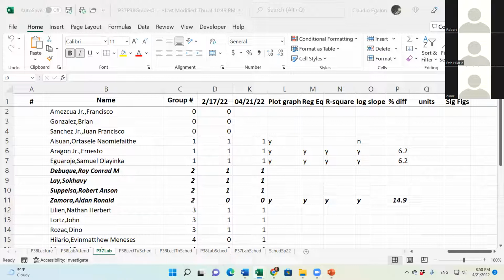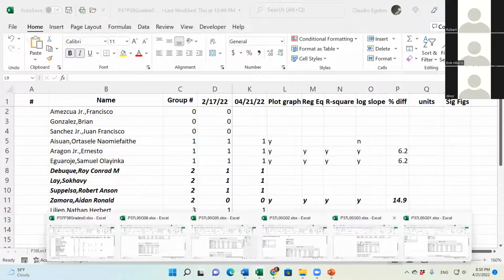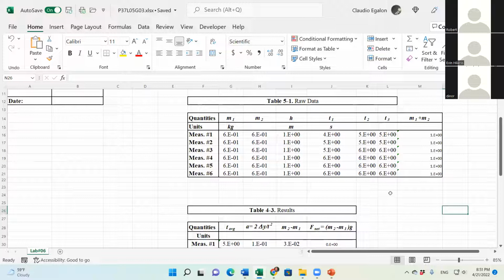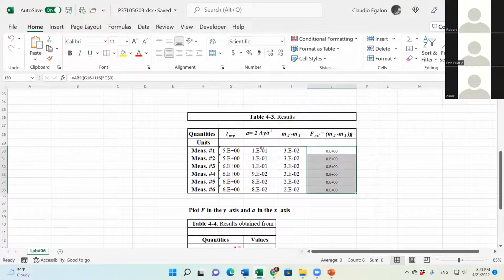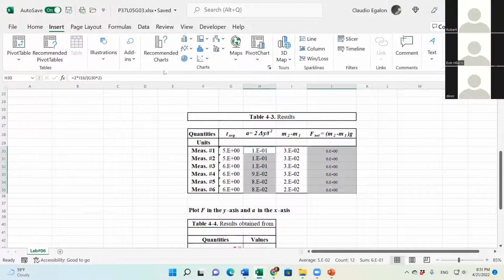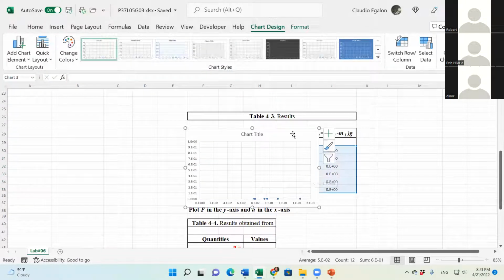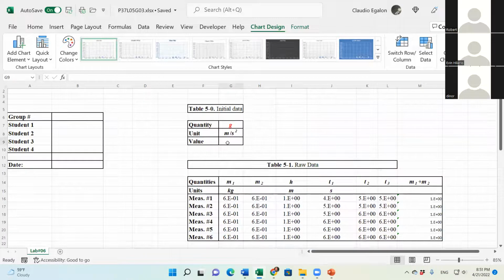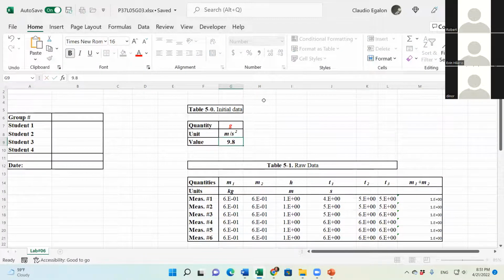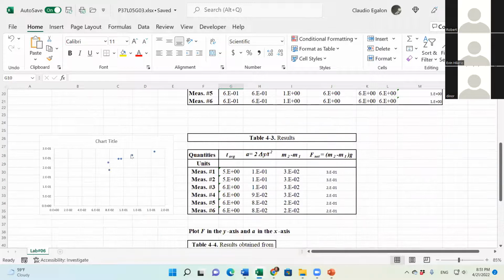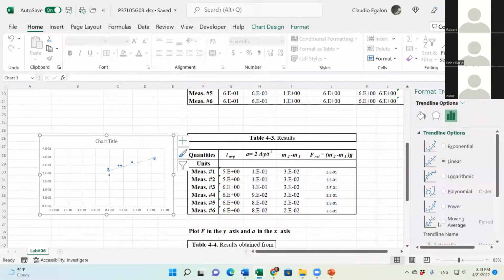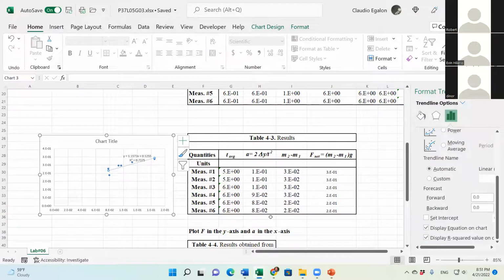Is this low for group 3? Let's see, group 3. Let me check. Okay, don't forget to put 9.8, right? Here you go. I'm getting 1.1572. Yeah, that's right. That's what I'm getting too.